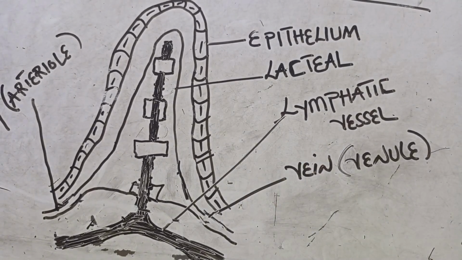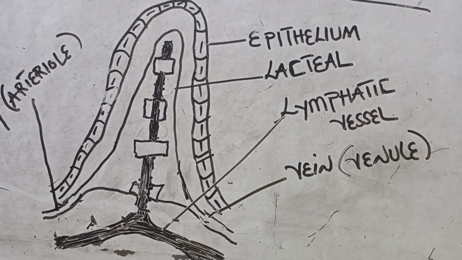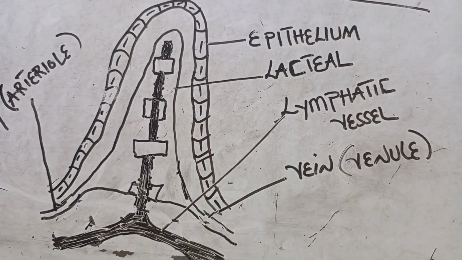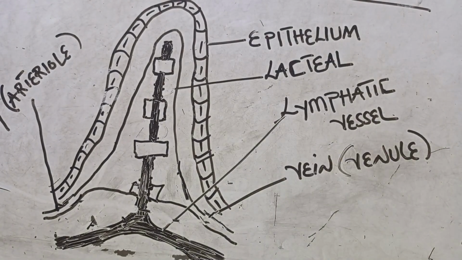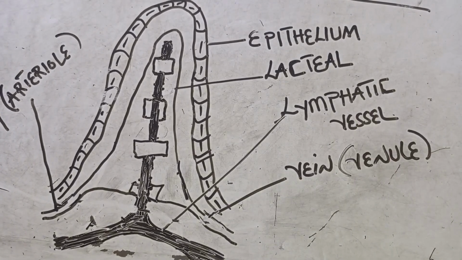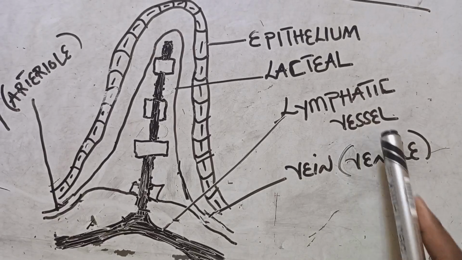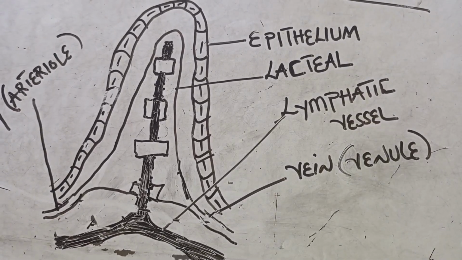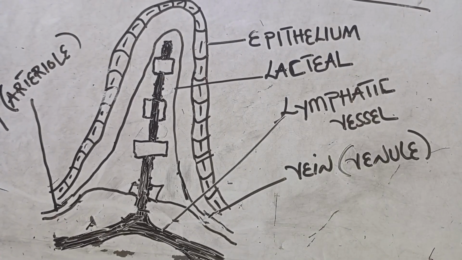Now, what is the importance of the epithelium? An epithelium plays a big role when it comes to the absorption of the end products of digestion. The lacteal itself, the way we are seeing this lining, also plays a major role during the process of absorption. This lymphatic vessel also plays a major role during the process of absorption.